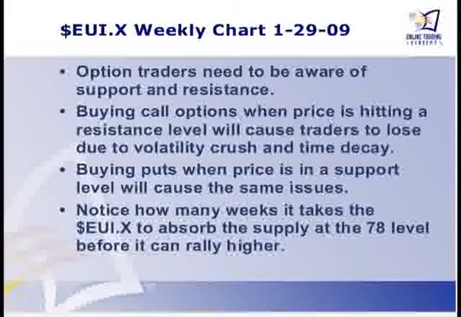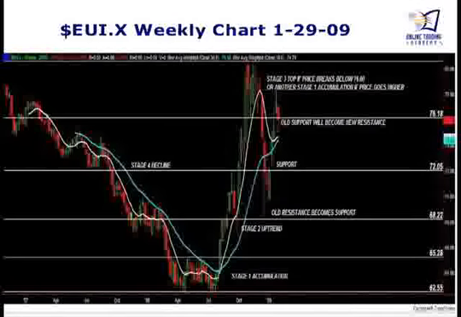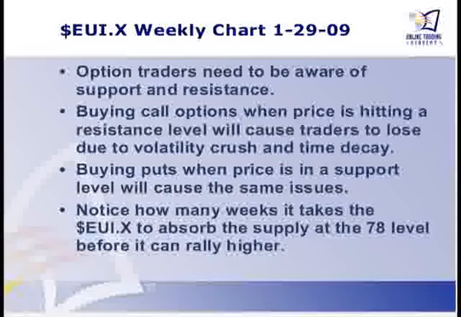So buying puts when price is in a support level is going to cause the opposite thing to happen. So if you're buying puts when you're coming down to support, you don't have to turn around and go up like our last chart did, almost V-shaped. All you need to do is just hang out there for a few weeks, and all the premium is going to come out of your options, and then, of course, you've overpaid.